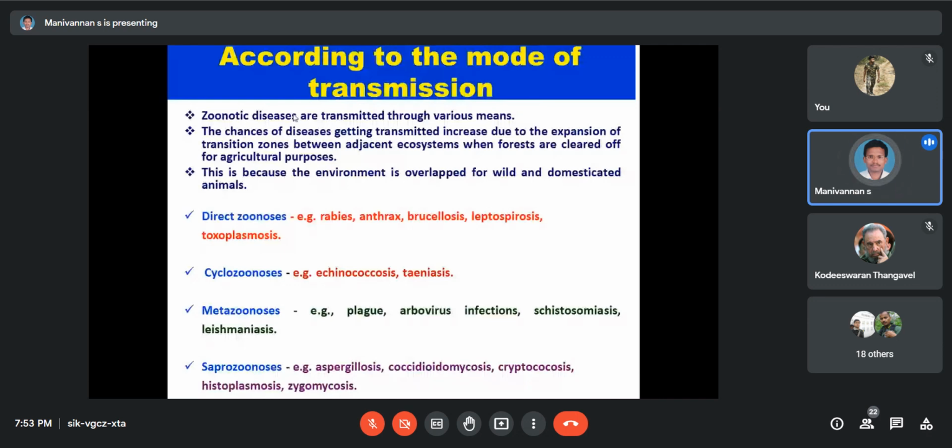Also, in the HIV, which type of virus? HIV is an RNA virus or a DNA virus? RNA, sir. RNA virus, single strand or double strand? So single strand. Single strand RNA virus. All viruses are single strand only, sir.